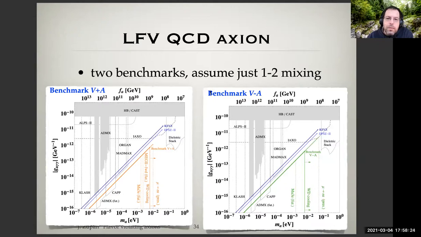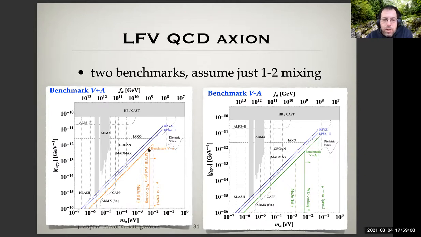So there are still some remaining assumptions, where you have freedom about how big the 1-2, 1-3 and so on mixings are in the leptonic sector. There are, for instance, two choices where we have a large V plus A mixing or V minus A mixing. It will lead to large right-handed couplings to the axion, or large left-handed couplings to the axion. So right-handed is the left one, left-handed is the right one. And this is in the MA versus the coupling to the photons plot.